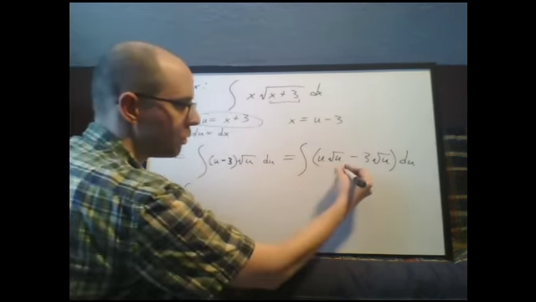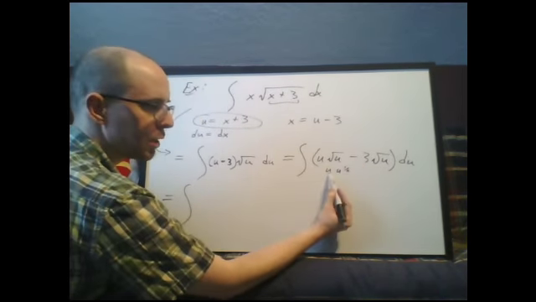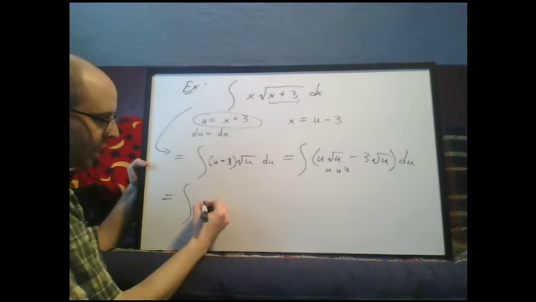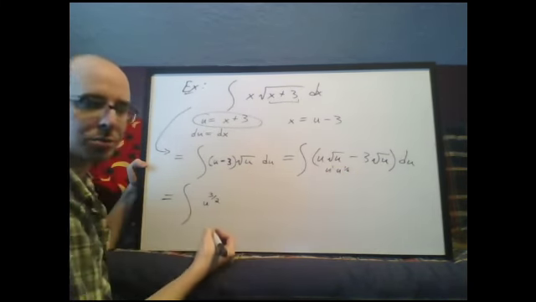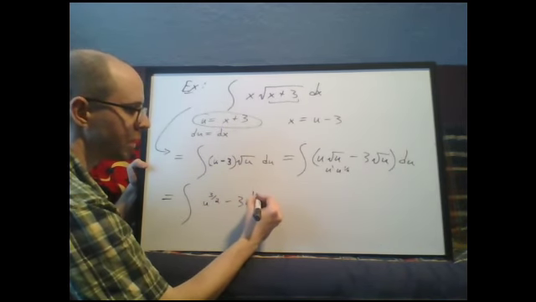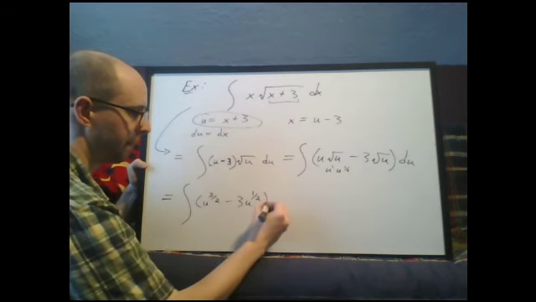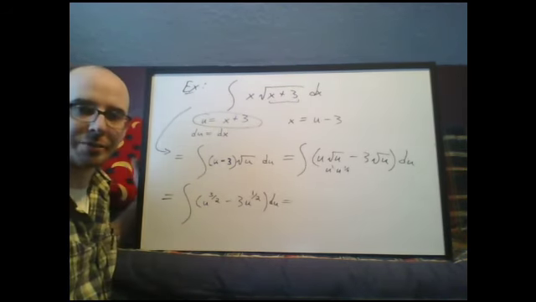U square root of u, that's u to the 1/2. So if I multiply u times u to the 1/2, that's u to the 3/2. I'm adding the exponents on my u's. And then I have minus 3 times u to the 1/2. These are just power functions now, individual power functions.